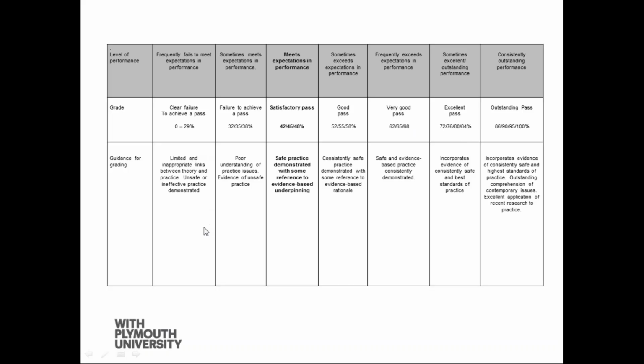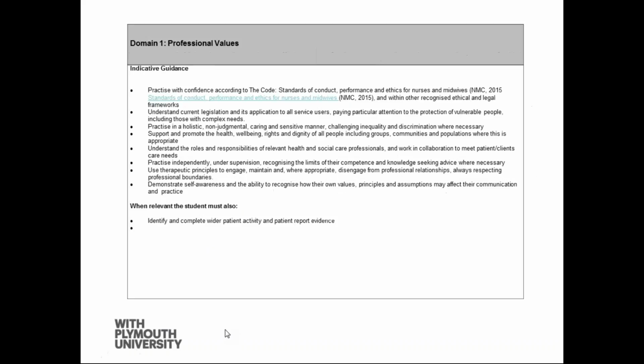The aim of this is that we would see you developing and increasing your score as the year continues. So what you achieve in placement 1, you should work towards building on to get a higher grade in placement 2. Let's have a look at the domains. Here's professional values. Have a look at this and see where you feel you might be. This is guidance. We're asking the mentor to look at all of these aspects and to come up with an overall score for the domain.